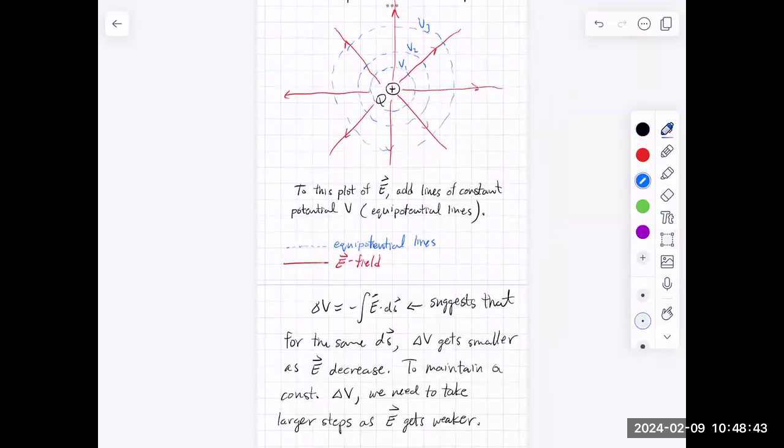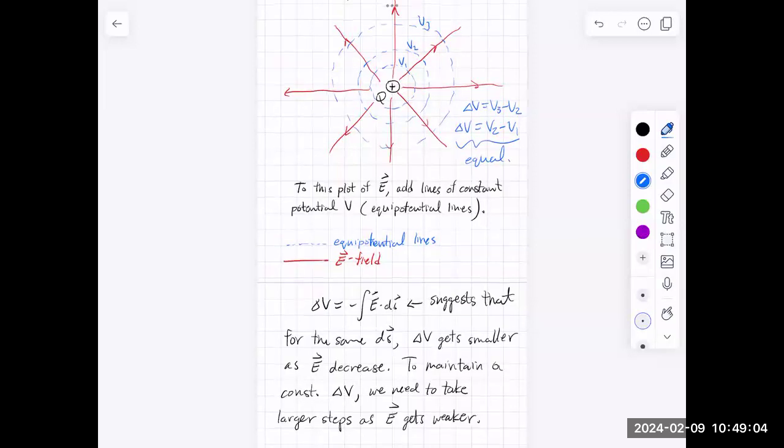And so what I've tried to draw here is that delta V equals V3 minus V2, and delta V equals V2 minus V1, are the same. And in order for us to do that, the spacing between equipotential lines has to get bigger and bigger as the electric field gets weaker and weaker. There's 1 minute left. Let's draw one more example.